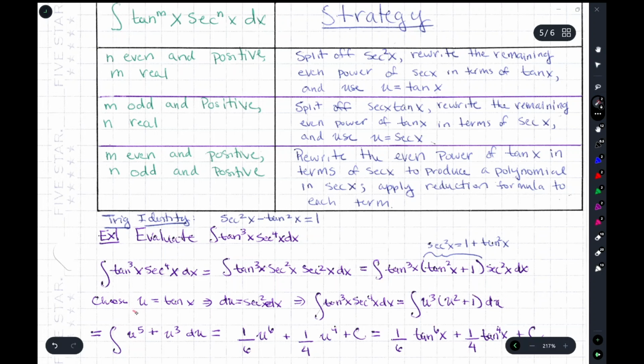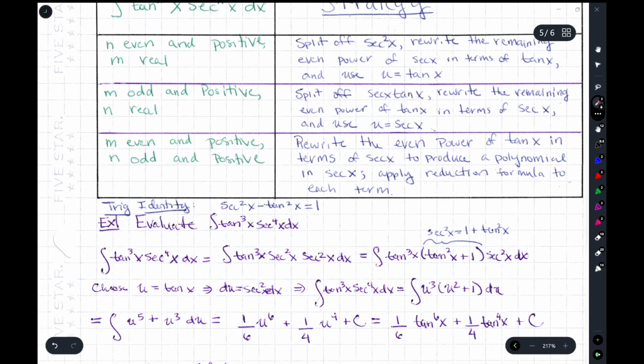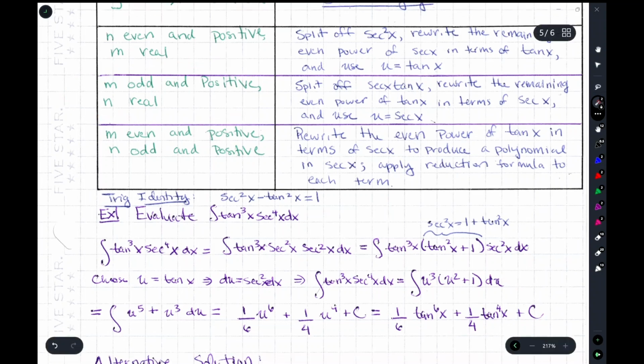And we then do the u substitution with tan x. And du is secant squared x dx. And so you get this expression here, which you could easily integrate with the power rule, substitute back the expression for u, which was tan x, and you get this result. Now, what if on the other hand we chose to use the second strategy, m odd and positive?